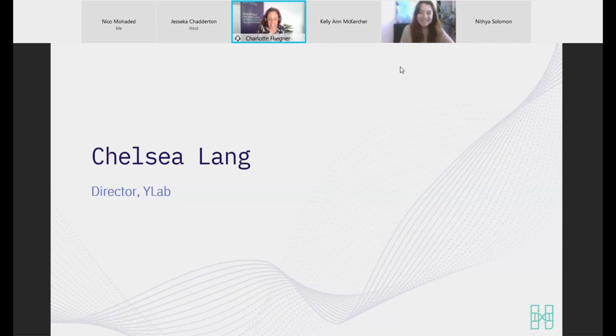Chelsea is a director at Ylab, which is the consulting arm of the Foundation for Young Australians. She is a designer with a background in social work and now leads Ylab's health and wellbeing work. We are happy to have her here today to talk about her experiences as a designer working with the healthcare sector, but also her experience in leading and training young people to also work at this intersection of design and health. Welcome, Chelsea.